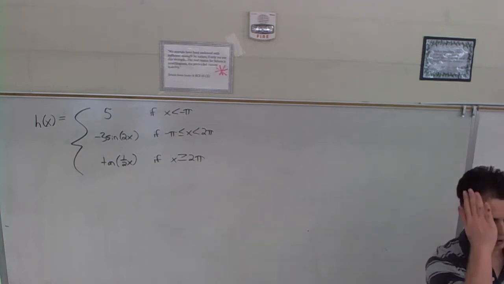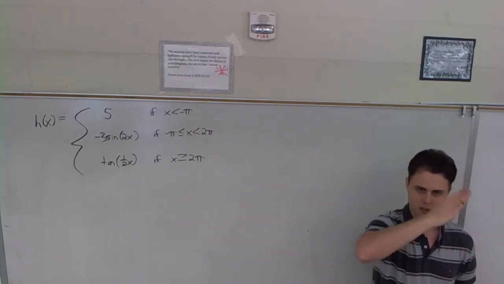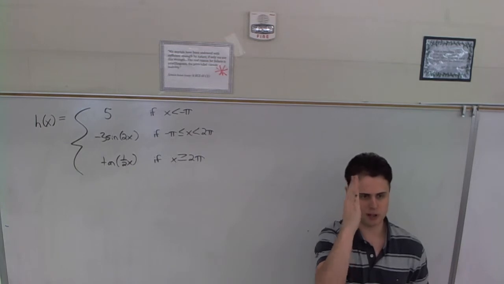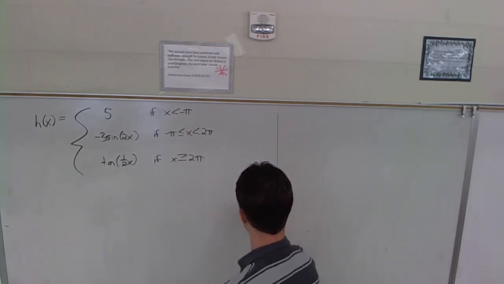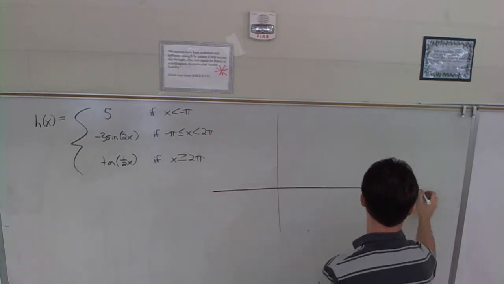Is y equals 5 like this or like this? This is x equals 5, right? So y equals 5 is horizontal. Okay. I'm going to get a pretty big axis on this one.